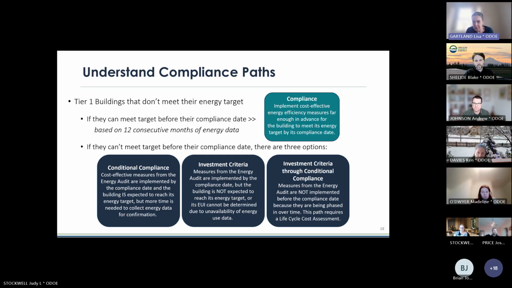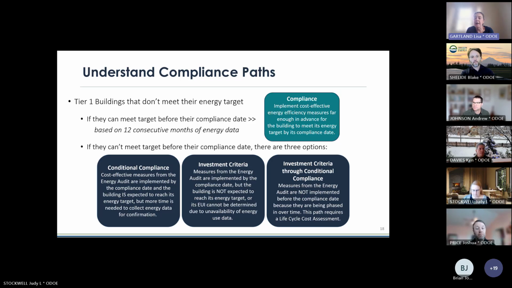And then the third option, investment criteria through conditional compliance, is you've done your energy audit before the compliance date. You have a list of energy efficiency measures that are cost effective, but you're not able to do them all right now. Maybe you don't have enough time, maybe you don't have enough expertise or bandwidth on your staff. Maybe you don't have enough money right now, but you're planning to do them and you have a plan to do them, and you're going to be phasing them in over time. And that will require, that's the investment criteria through conditional compliance.